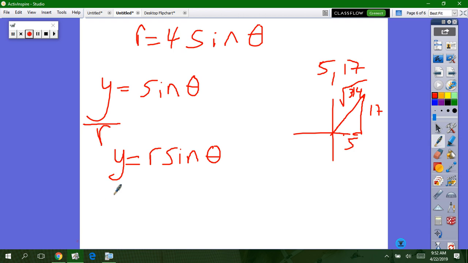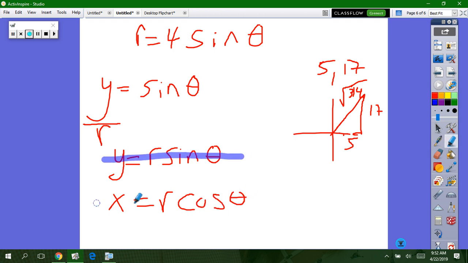What do you guys think x is then? R cosine theta. Those are so important, guys. Go ahead and highlight that, box that, whatever you might need to do. Those are something you're going to need to memorize.